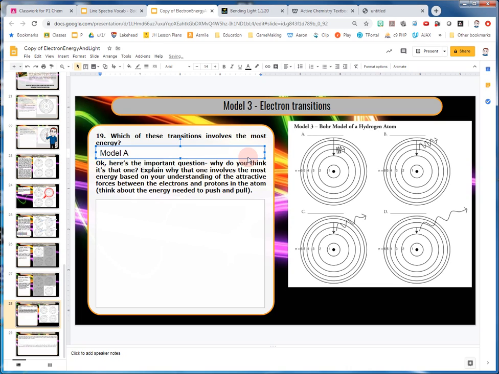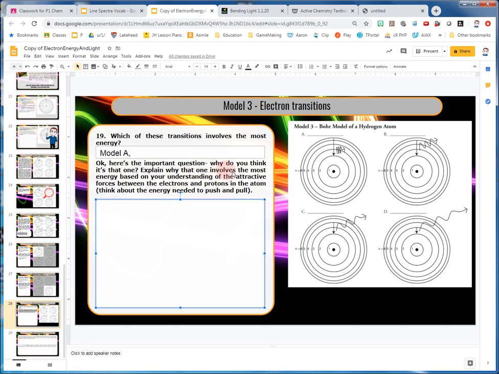Model A. I like to put explanations. I don't look at this little tiny box. I didn't expect you to put too much of an explanation there. Oh, the explanation goes down here, huh? Okay, Model A. Why do you think it's that one?